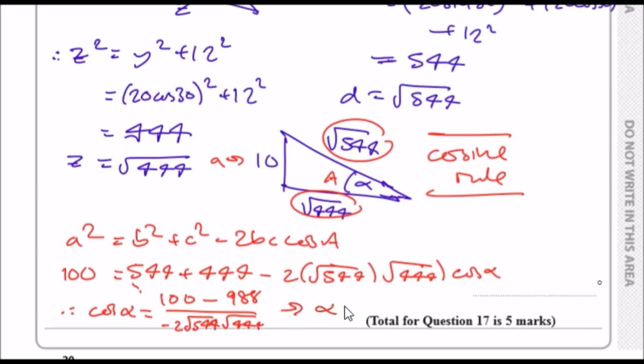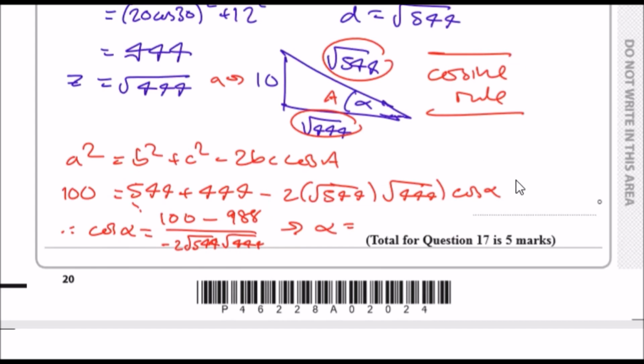Once you put it in the calculator, you get a certain figure and then you want to cos inverse it. So let's do it: 100 minus 988 over 2 root 544 root 444. Cos inverse. And voila, I got an answer. I got about 25.388, or 25.4 degrees to 1 decimal place.